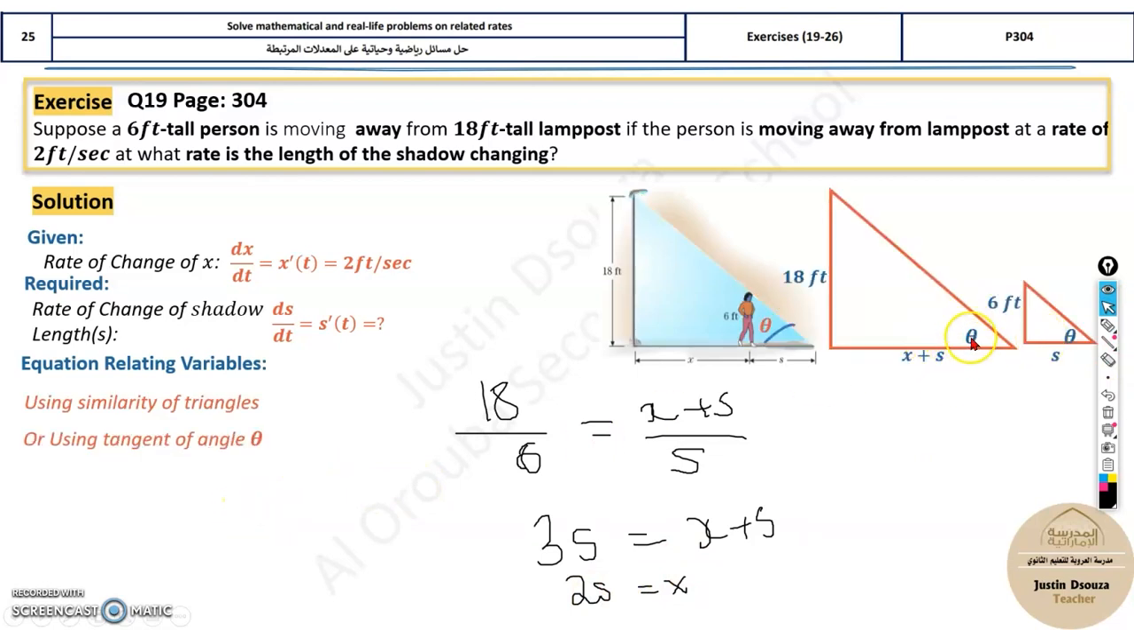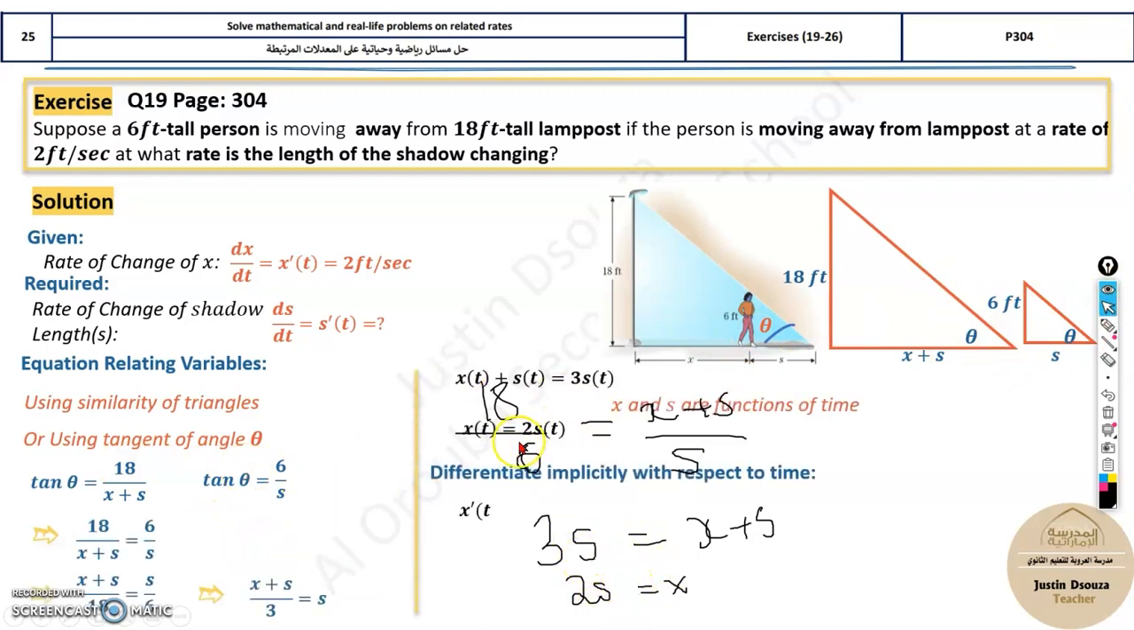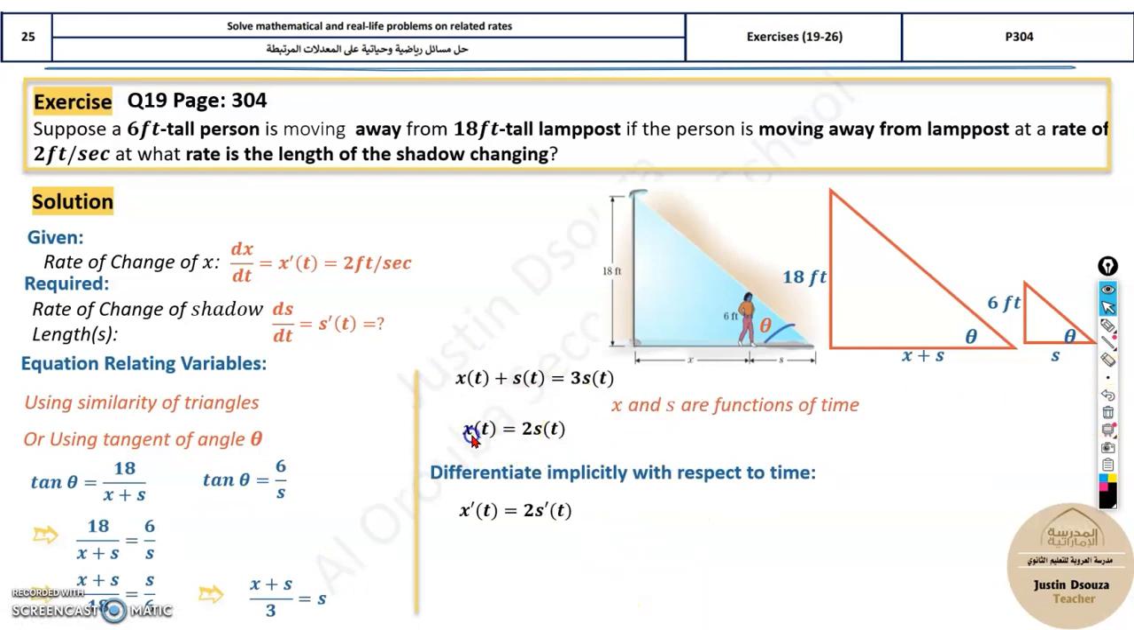Or there is another way, that is using tan theta. You know, tan theta is opposite by adjacent. So 18 divided by x plus s. Same way over here, the angle is same, isn't it? 6 divided by s. These can be equated and the answer will be same, whichever method you do. See, the answer is x is equal to 2s. They are writing everything in terms of t because it's related rates.